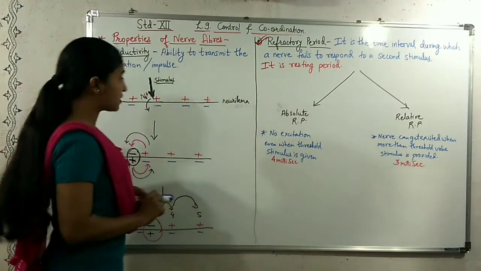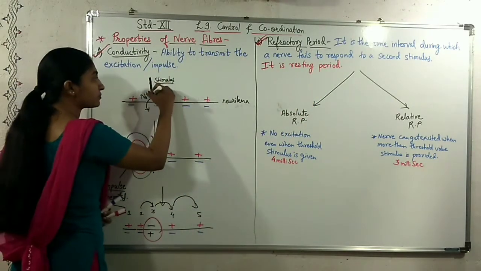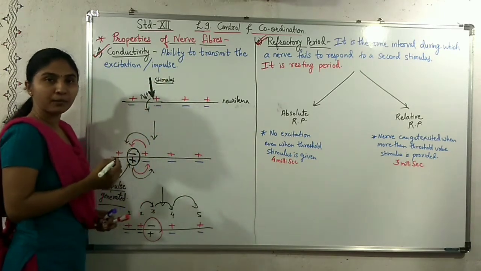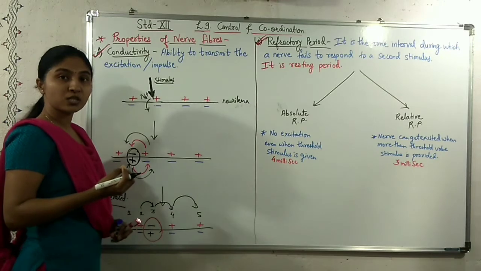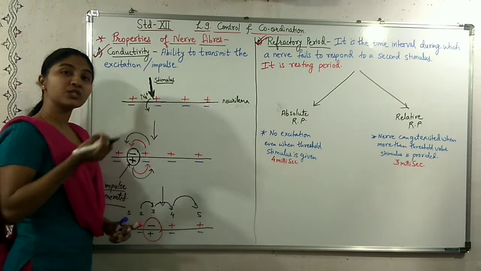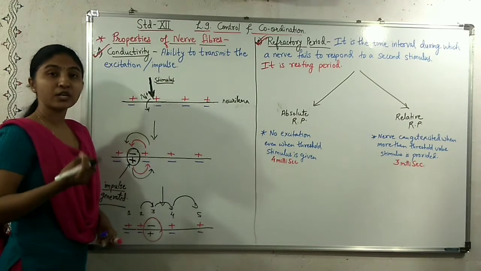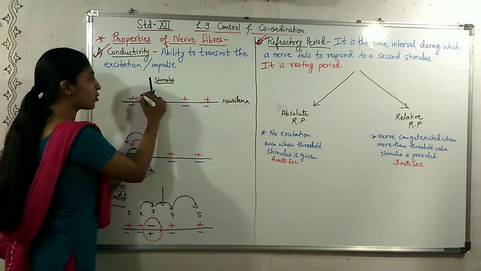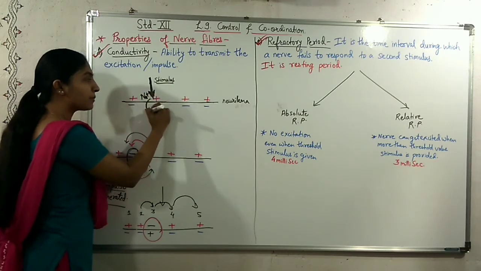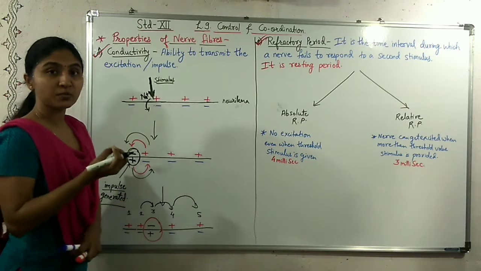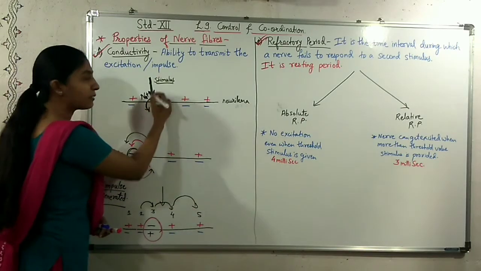As we saw here, the stimulus was given to a certain point on the membrane, and when the stimulus was given here, this membrane's permeability changed. Permeability changed means what happened? This membrane allowed sodium ion to come inside.